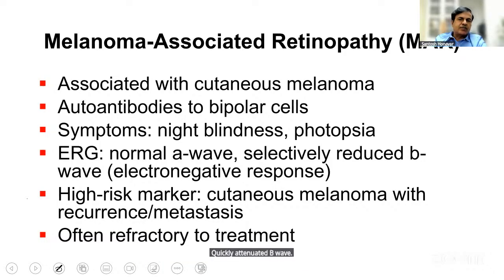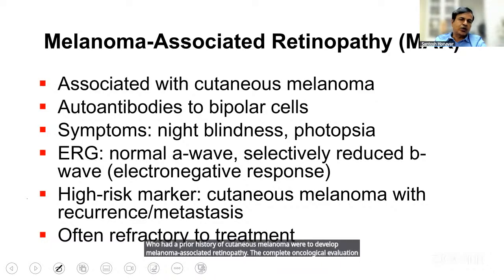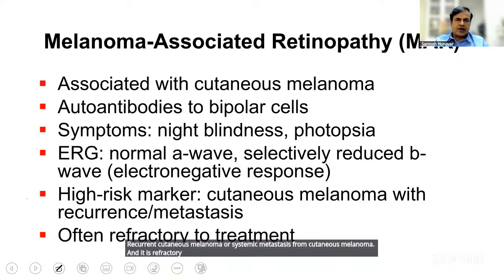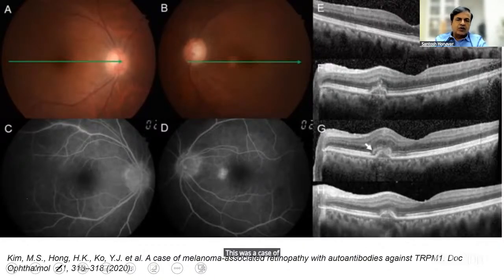It's a high risk marker. It's a harbinger that cutaneous melanoma may have recurred locally and may have metastasized elsewhere also. So if a patient who had a prior history of cutaneous melanoma were to develop melanoma-associated retinopathy, do a complete oncological evaluation to rule out recurrent cutaneous melanoma or systemic metastasis, and it is refractory to treatment. Unfortunately, it is a bilateral condition. This was a case of melanoma-associated retinopathy with autoantibodies against TRPM1.